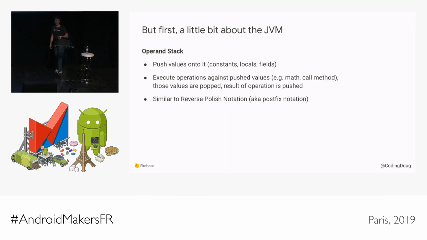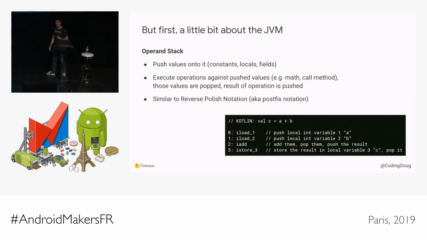In addition to local variables, there's an operand stack. So with the operand stack, the way it works is you push values onto it, so like constants and locals and fields and all the data you're working with, and then you execute operations against those. So you push a bunch of values on the stack, you operate on them, and then they all get popped off, and the result gets pushed on the stack. To me, it's similar to reverse Polish notation. So if you're adding numbers, it's 5, 3, plus. So the operands come first, the operation comes last.